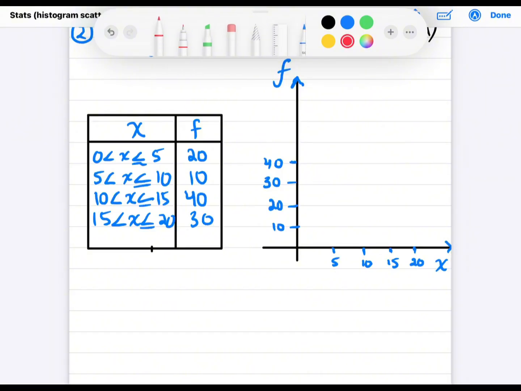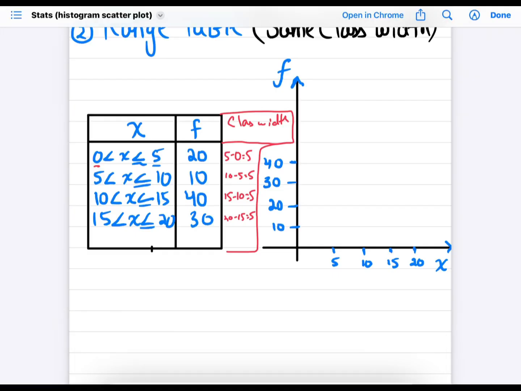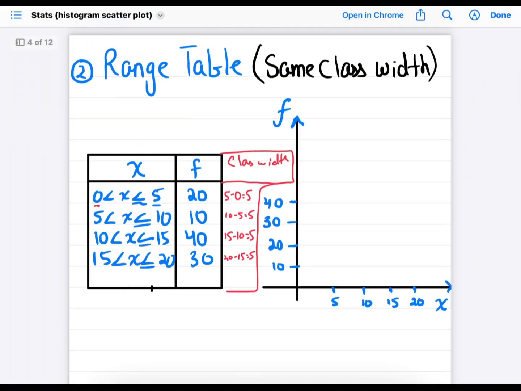So let's make one more table here. We have to add one more column here, known as class width. So how can we find a class width? Just subtract the lower value from the bigger value. So simple: 5 minus 0 is 5, 10 minus 5 is 5, 15 minus 10 is 5, 20 minus 15 is 5. So you can see that all the class widths are the same. That's why I have written the heading same class width.